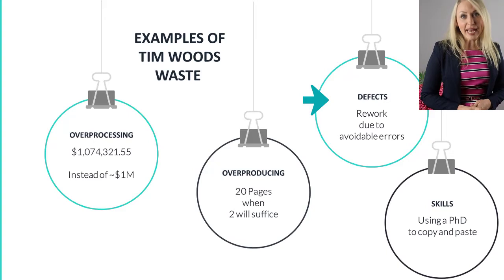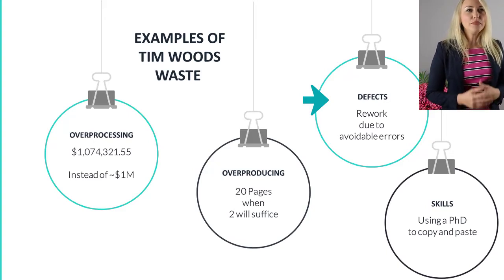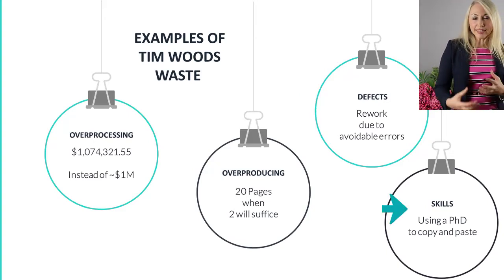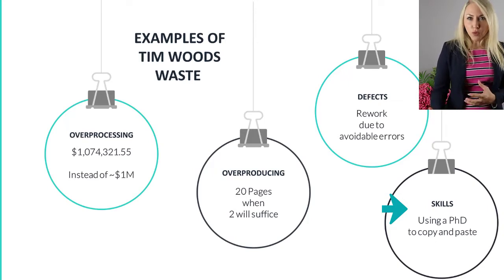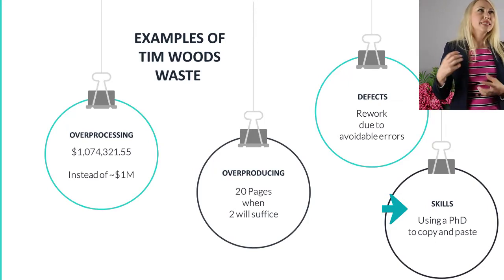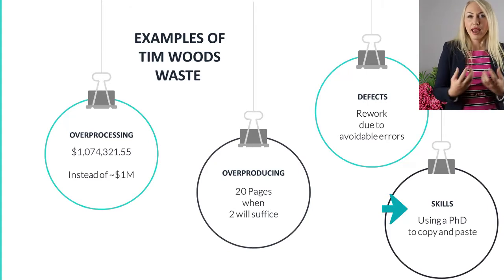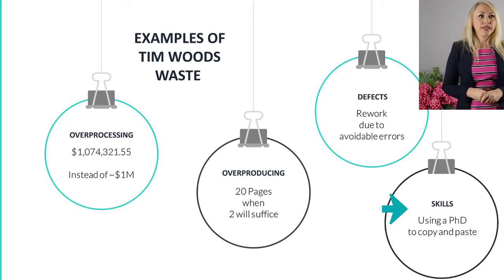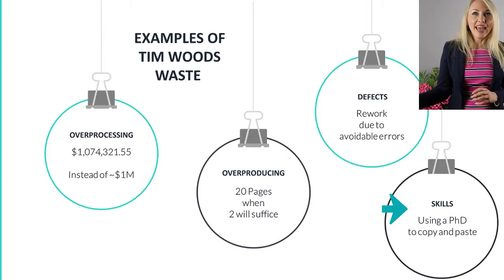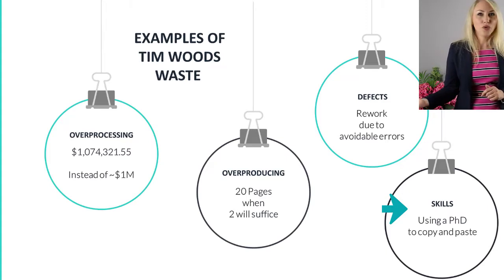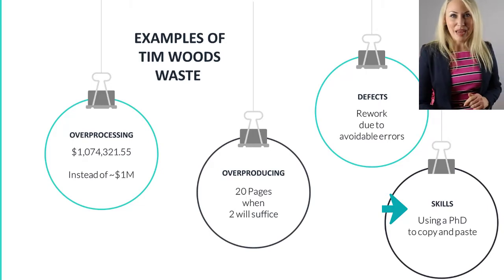And then the last one is S for skills. This is about matching the task with the right person to perform the task. So really, what's the complexity of the task? Who should be doing that type of work, and what skills do they need? So for example, a PhD in economics who is spending their time doing very clerical types of work.